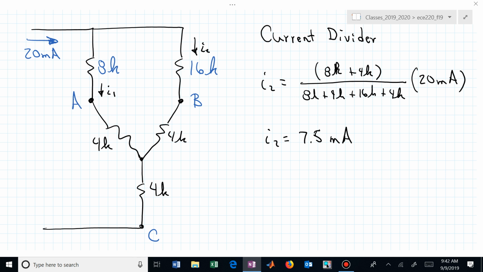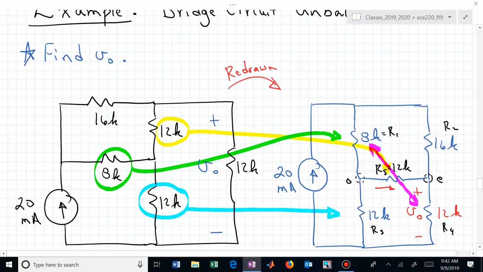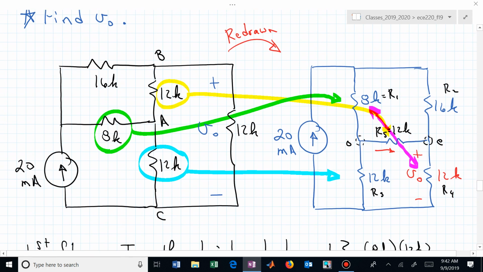What were we wanting to end up with? What I should have maybe done is labeled these nodes to begin with. Suppose I label this one as A, this one as B, and this one as C. Can we now label those over here? Is this A, B, and C? And we wanted to know the voltage from B to C.